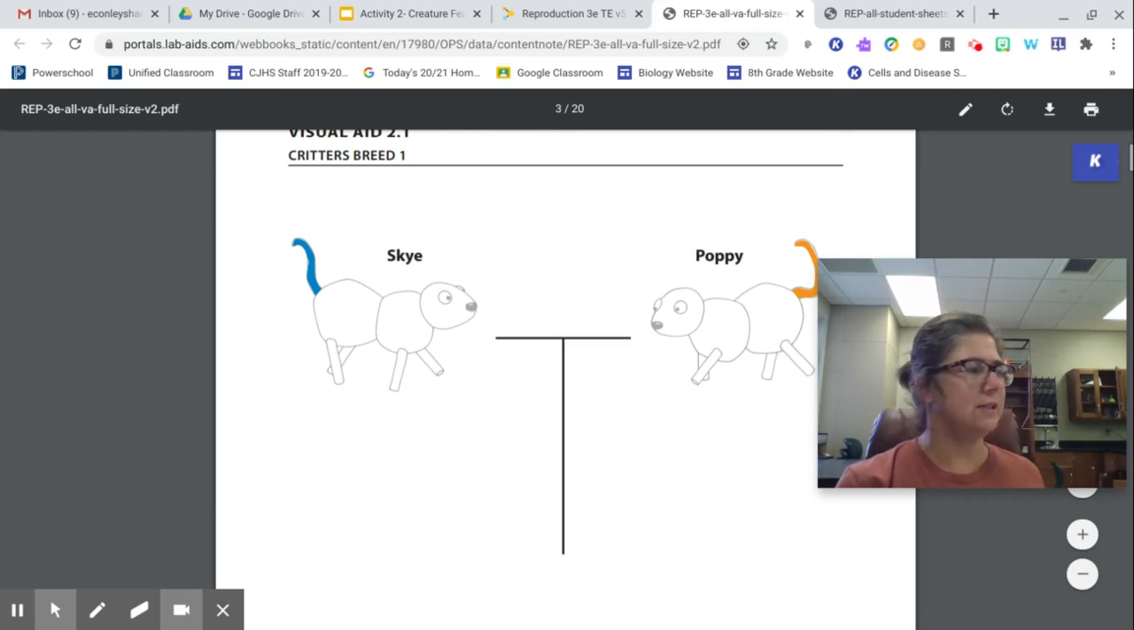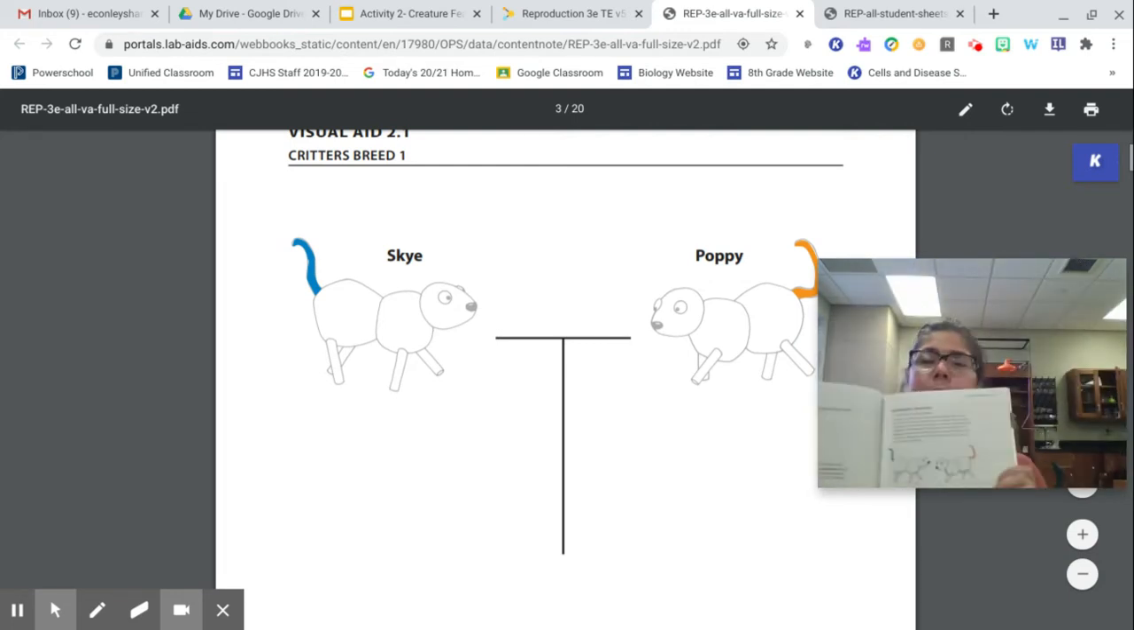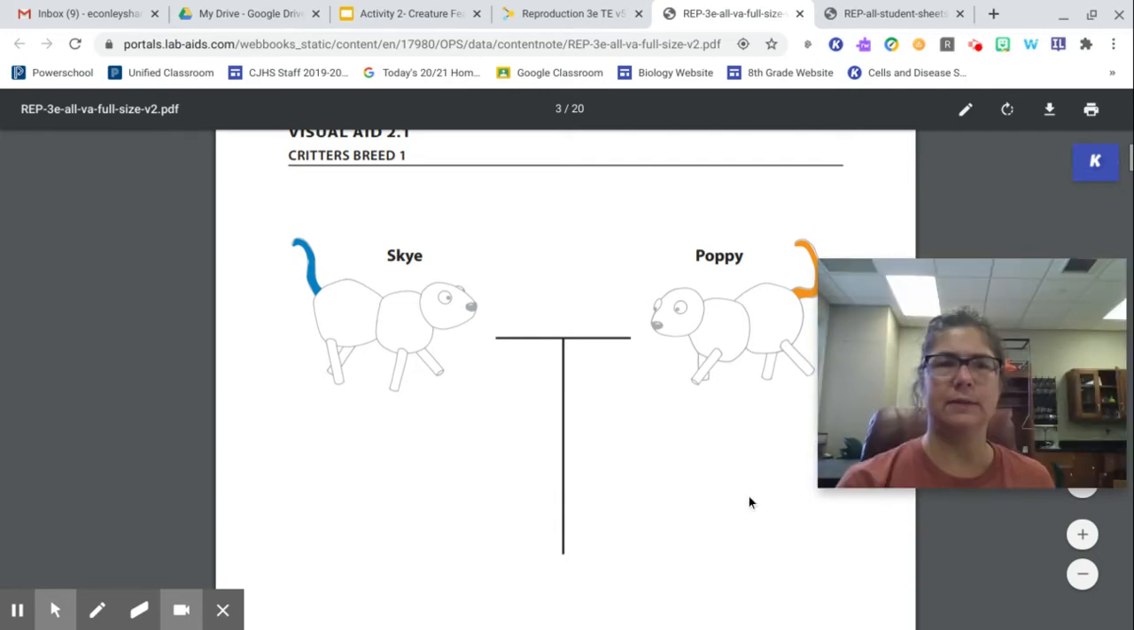Activity two, creature features. This is procedure, step one, endangered creatures, part A. I will be reading part A out of our textbook. I'm going to leave this visual aid for you to look at while I am reading it, okay?